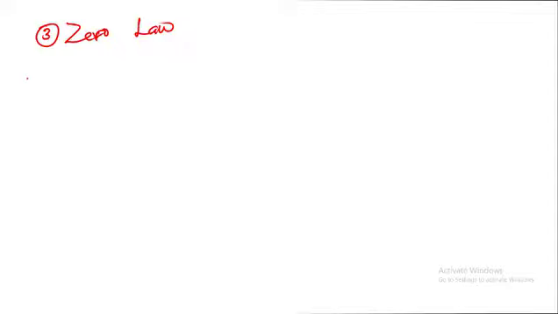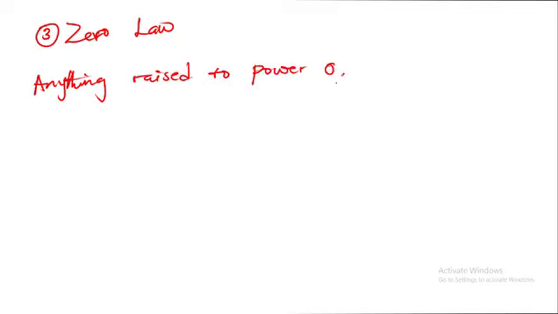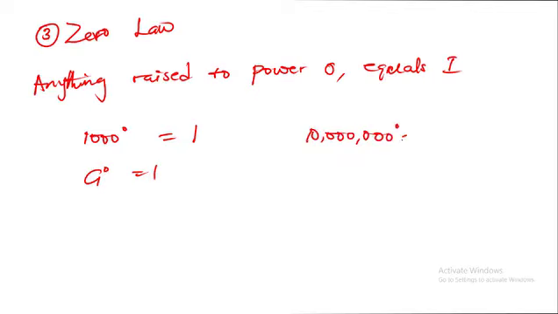In this law, anything raised to power 0 is equal to 1. When we have any number raised to power 0, the number becomes 1. So if we have 1000 raised to power 0, it's just 1. If we have a raised to power 0, it's 1. If we have 10 million raised to power 0, it's simply 1. Any number at all raised to power 0 is equal to 1.